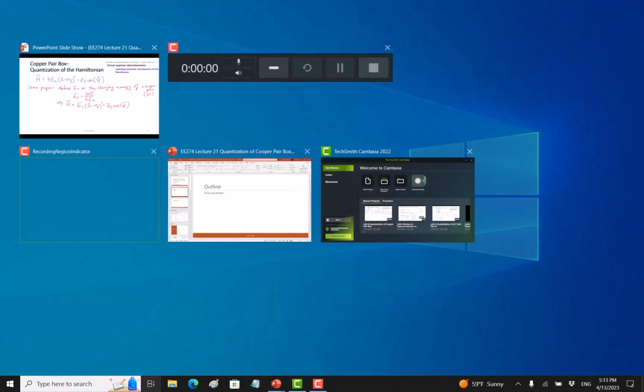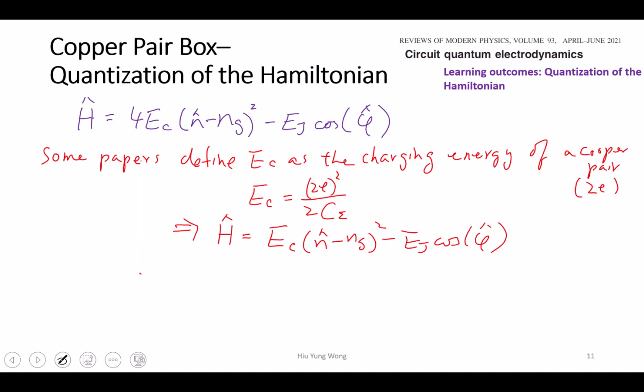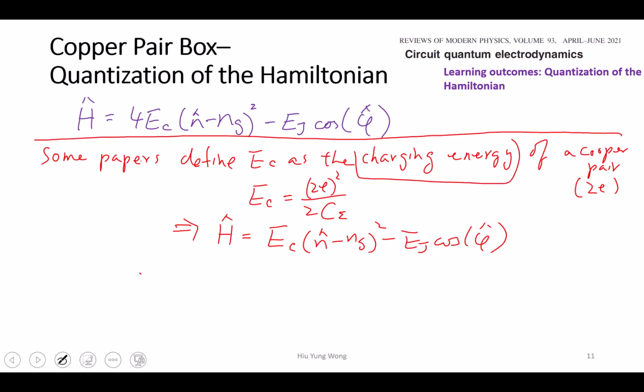Right, so we are getting closer now. We just learned another important concept, which is the charging energy of this circuit. And later when you do your project on the energy participation ratio, you will see both quantities, the Josephson junction energy and the charging energy. Okay, so we have done the quantization, we come up with this formula, then what, right?